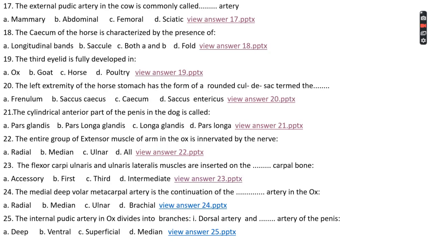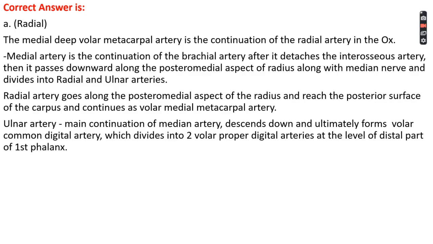Question number 24. The medial deep volar metacarpal artery is the continuation of the dash artery in the ox. Option A, radial. Option B, median. Option C, ulnar. Option D, brachial. The right answer is option A, that is the radial. The medial deep volar metacarpal artery is the continuation of the radial artery in the ox.